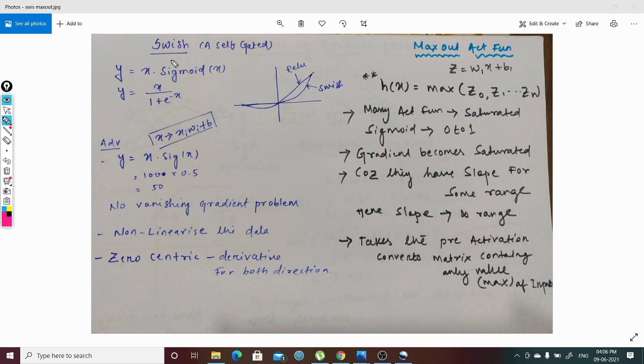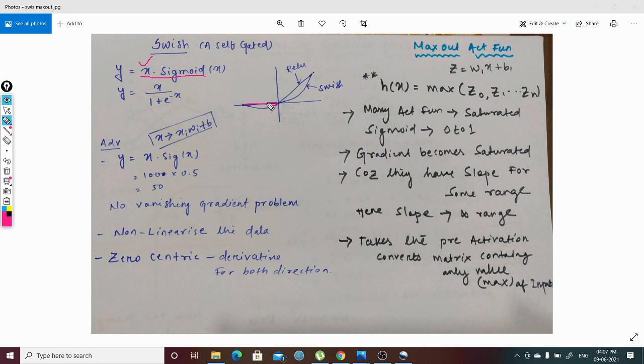And Swish is basically non-monotonic, which means it does not increase in a single direction with an increase in the weight, and it is bounded in the positive values and unbounded in the negative values as well. As you can see, it is nothing but this formula: x, a scalar value, multiplied by the sigmoid of that scalar.